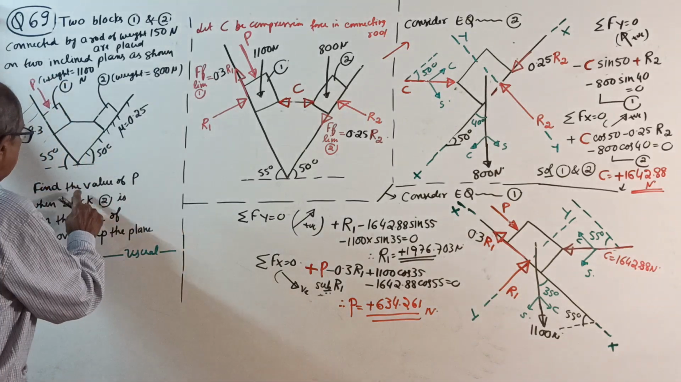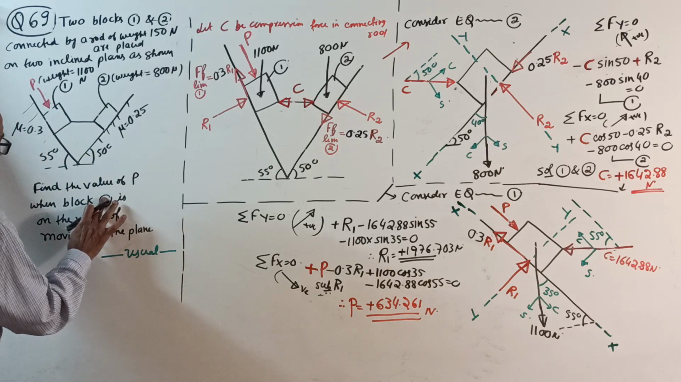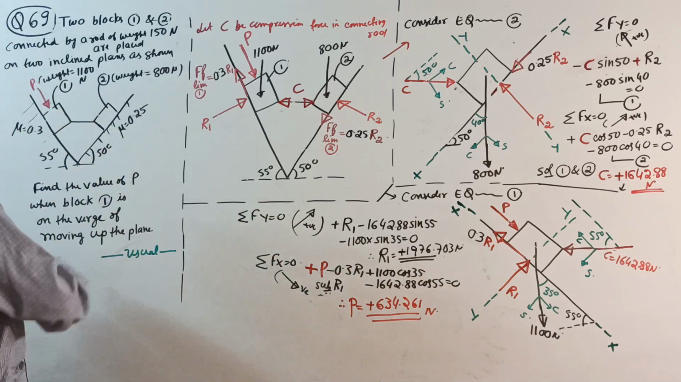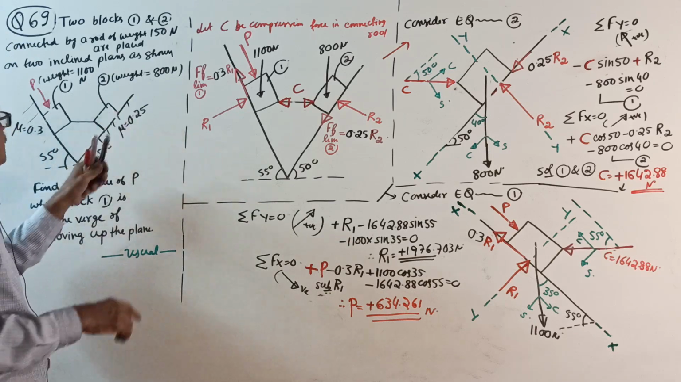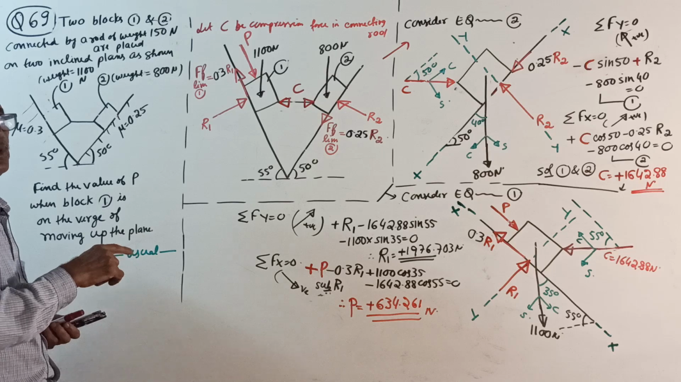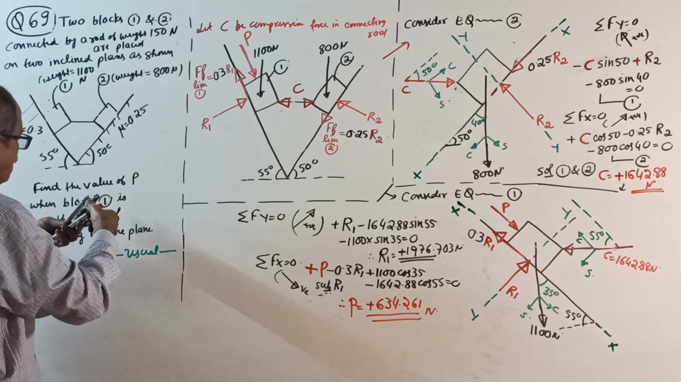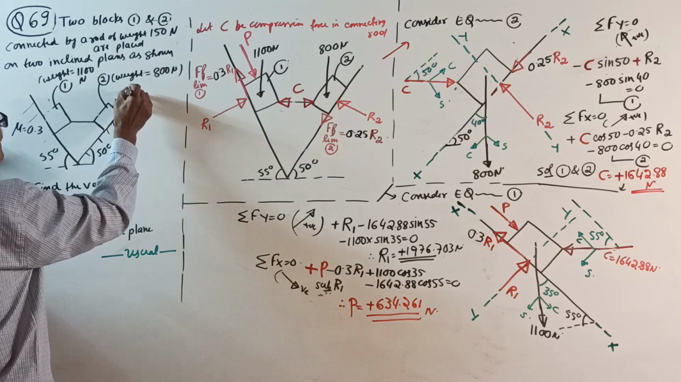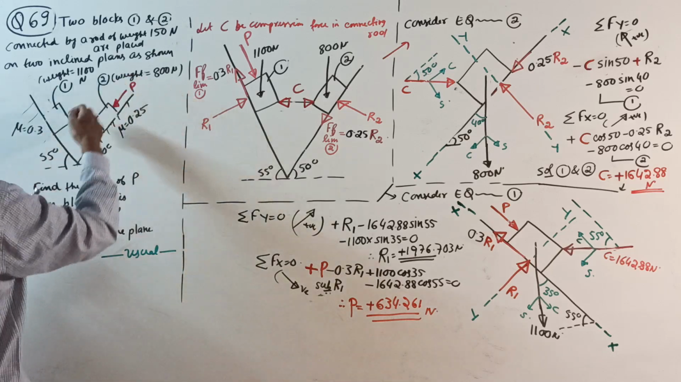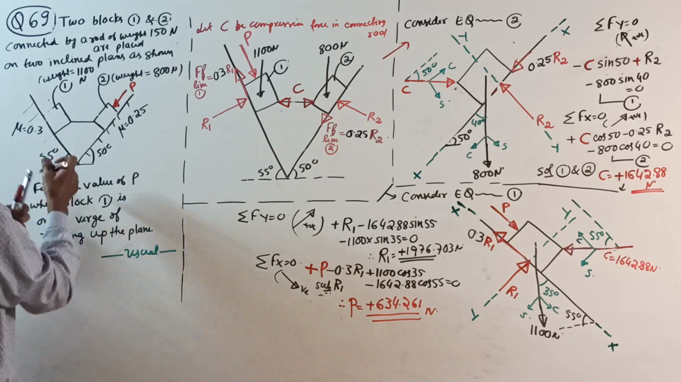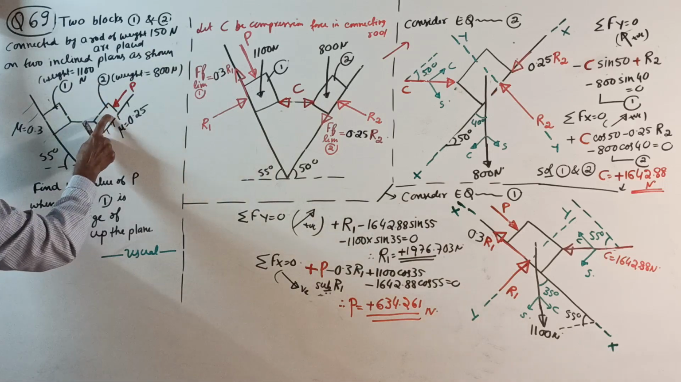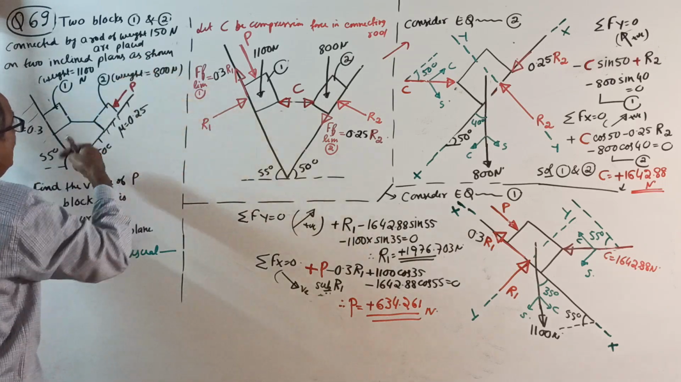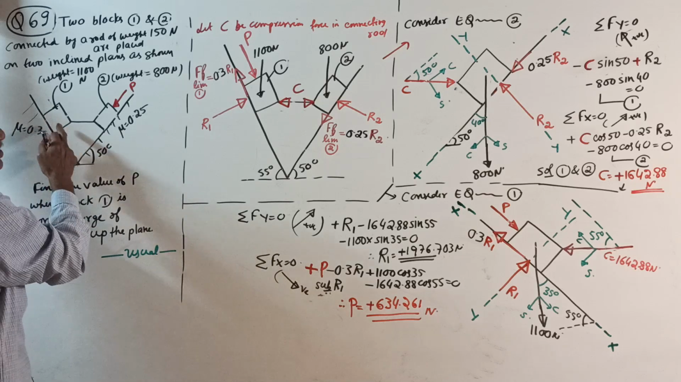Now, find the value of P when block 1 is on the verge of moving up the plane. Last time, find the value of P when block 2 is on the verge of going up. Now they are applying the force P here, so you have to apply it from this side. Find the value of P when block 2 is on the verge of coming down. It is as good as asking block 1 is on the verge of moving up.